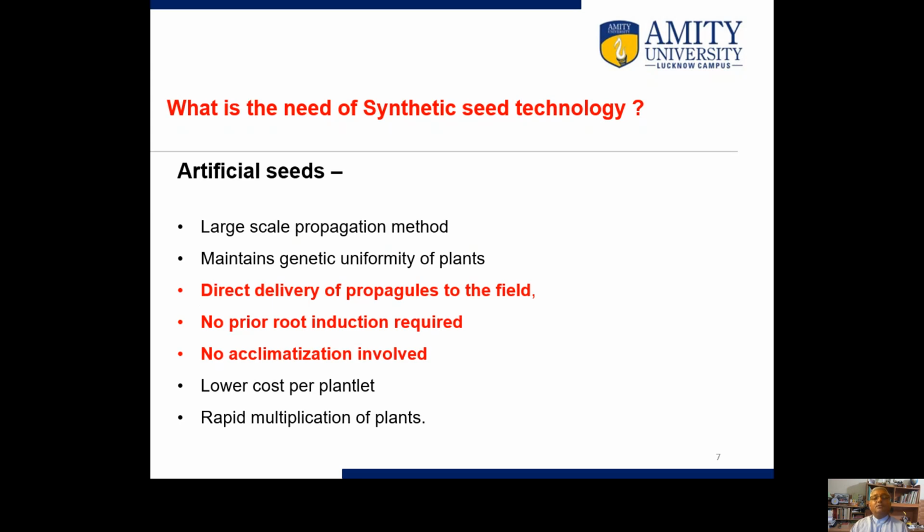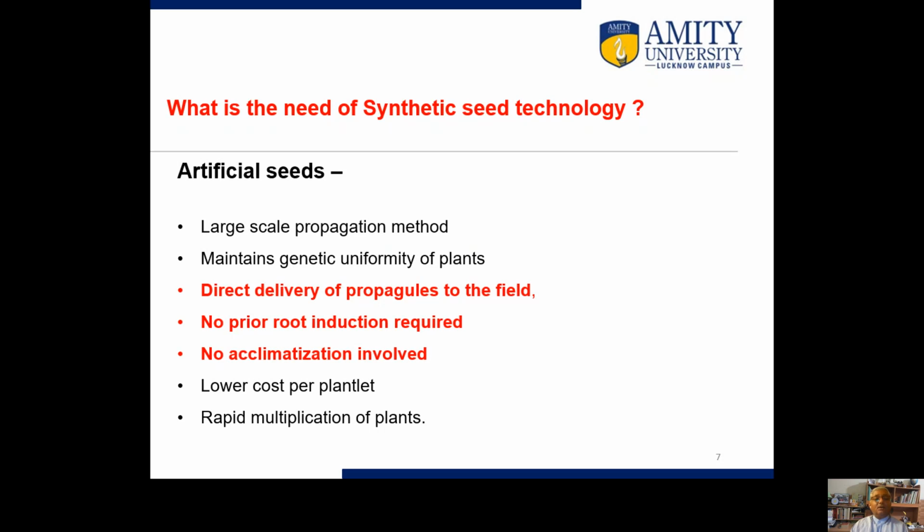Whereas in case of a synthetic seed, if you evaluate, you'll find that it offers a large scale propagation method. It maintains the genetic uniformity of the plant to the largest extent. Direct delivery of produce to the field is the most advantageous part of it. No prior root formation is required because synthetic seeds are produced from somatic embryos. And as we have already discussed, the somatic embryos are bipolar structures. So there is no requirement of root induction or shoot induction prior to the transfer to the field condition.